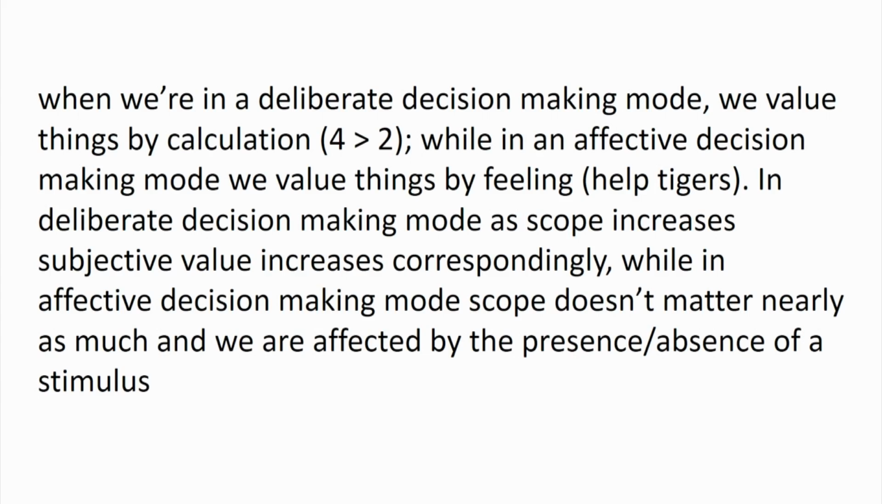So, in deliberative decision making mode, as scope increases, subjective value increases correspondingly, while in affective decision making mode, scope does not matter nearly as much as it is affected by the presence or absence of a stimulus. So, scope is basically the sweep of the decision. So, in the affective mode, the scope has very little value, unlike in the deliberative mode.